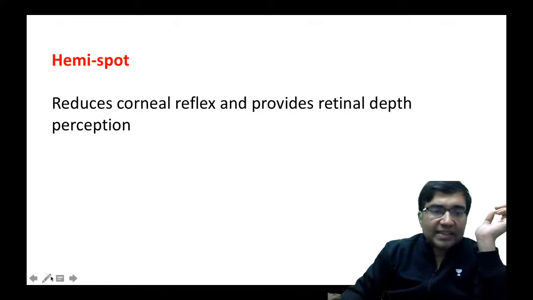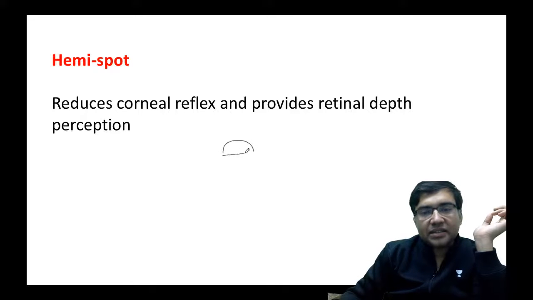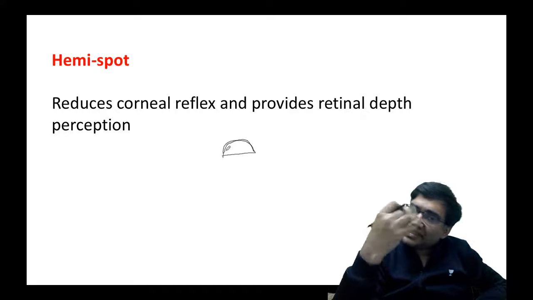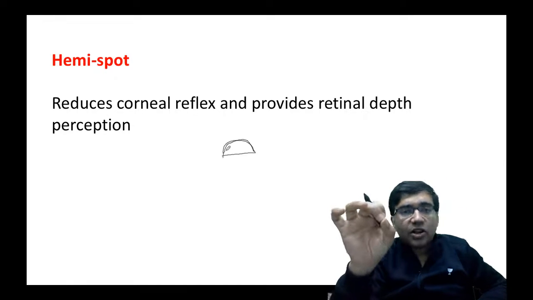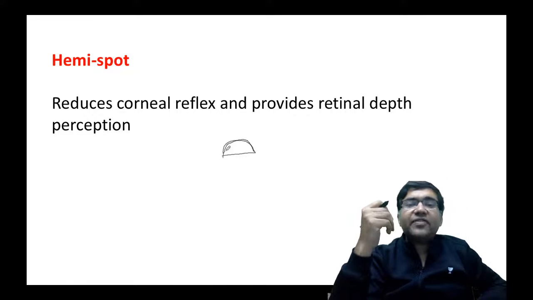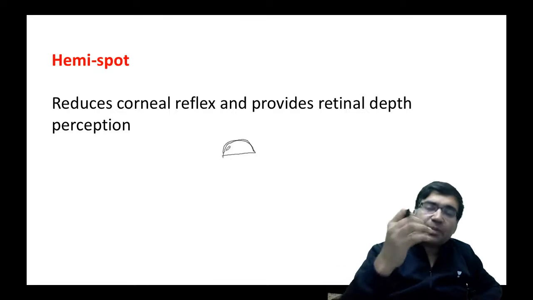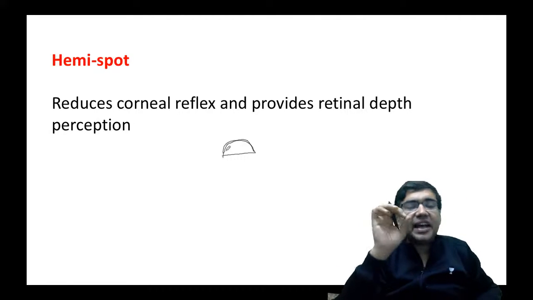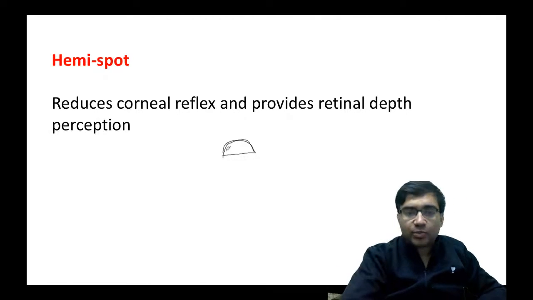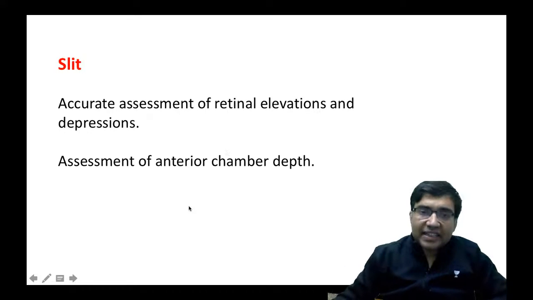Then there is a hemi spot. Hemi spot is like this one. The hemi spot also helps in the same way as a small spot. It reduces the corneal reflex, and the depth perception is better in a hemi spot than in a large spot.